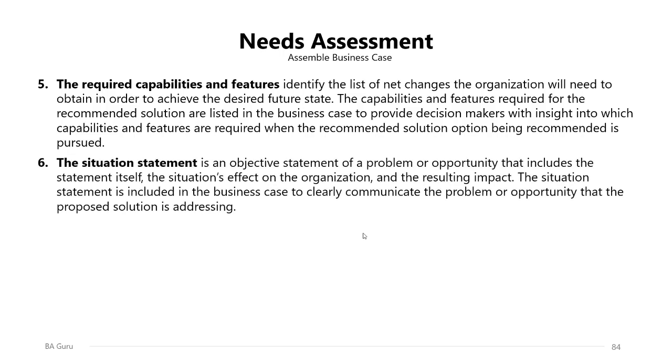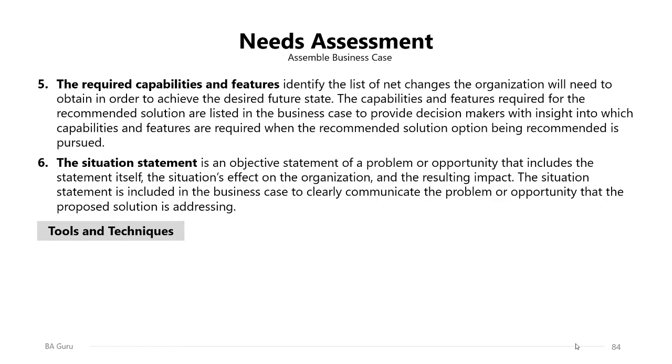And the last input will be the situation statement, which is an objective statement of a problem or opportunity that includes the statement itself, the situation's effect on the organization, and the resulting impact. The situation statement is included in the business case to clearly communicate the problem we are trying to solve or the opportunity we want to pursue that the proposed solution is addressing. So once we have these 6 inputs, we can kick off the business case assembling process.